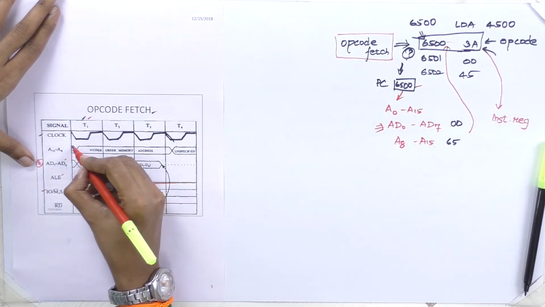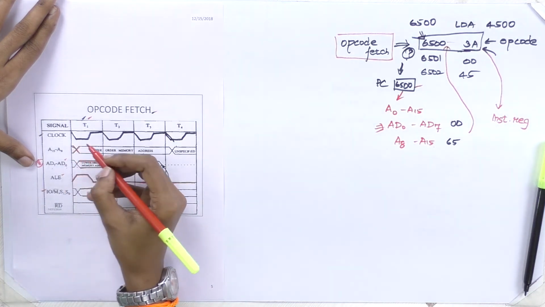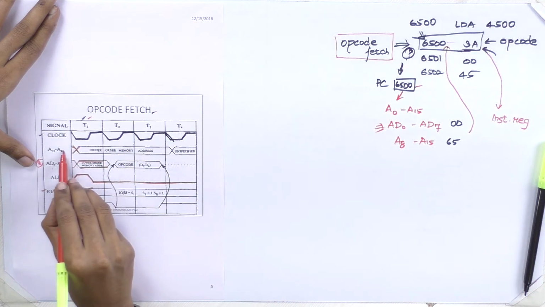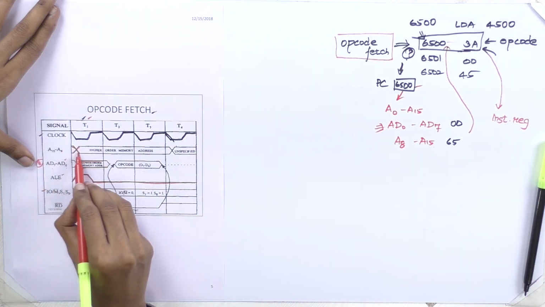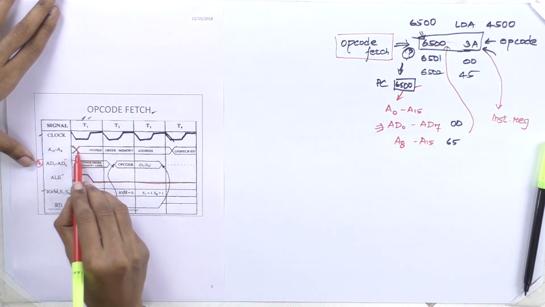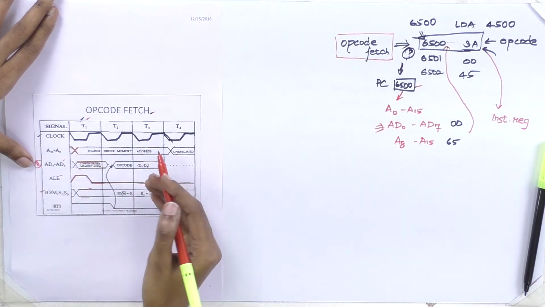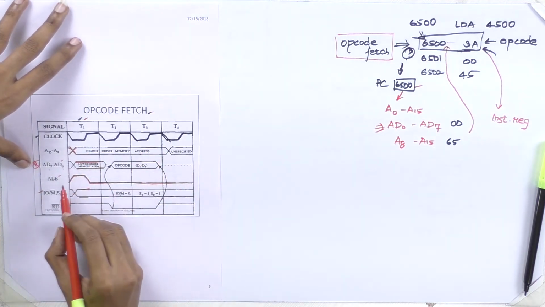Fine. So this cross represents the change in the value. Before this, the bus might have some value. After this cross, it means that the value of this bus has been changed. Fine. Okay. So now we will see about this.